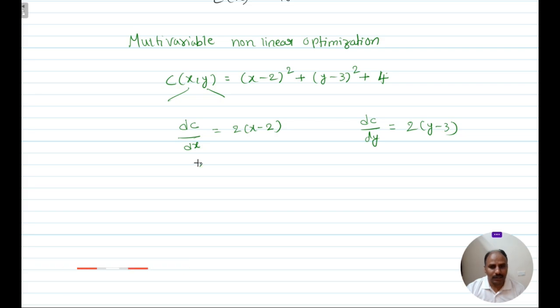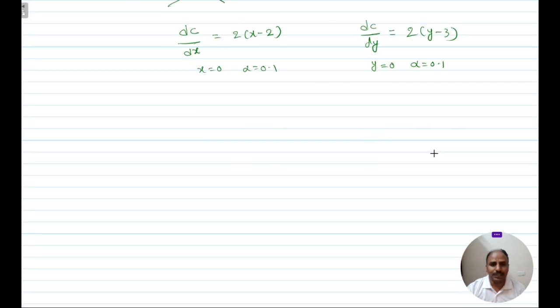Let us take the initial x value as 0 and the learning rate as 0.1. Here also the initial value is y equal to 0 and the learning rate I am taking as 0.1. Just substitute it. You will get minus 4 for dc by dx. Here, with y equal to 0, you will get minus 6. Now substituting for the x new value, x old is 0. X new equals x old minus alpha into dc by dx. This is the formula.